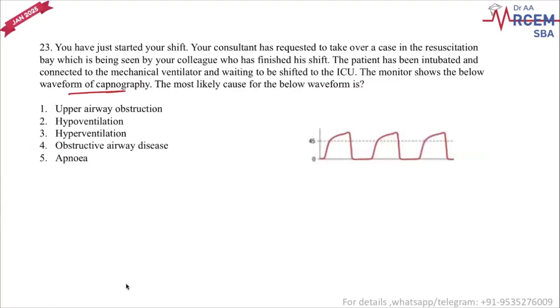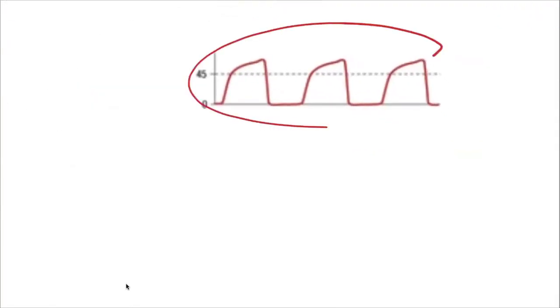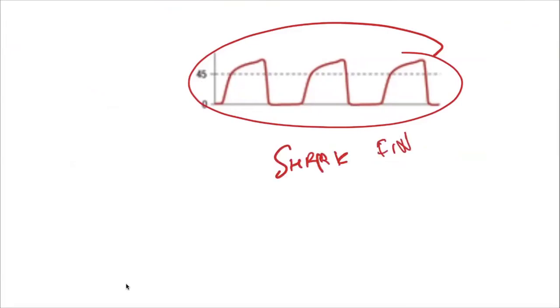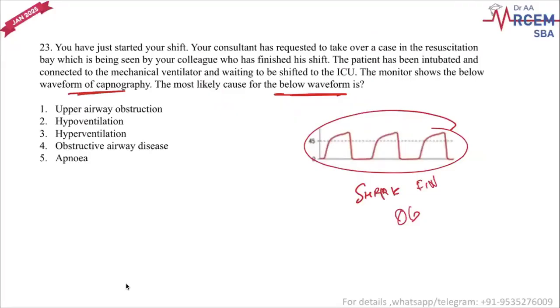They have given a waveform capnography asking what is the most likely cause for this waveform. What we are seeing here is a shark fin appearance. Whenever you see a shark fin appearance, think of an obstructive airway disease. So it is an obstructive airway disease like asthma.